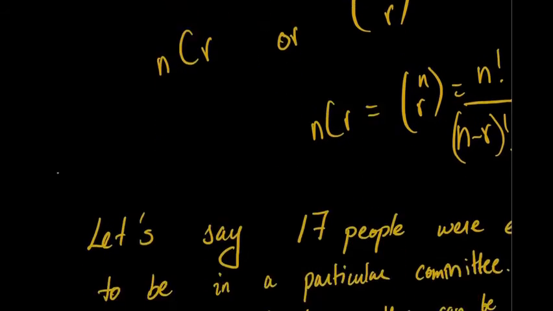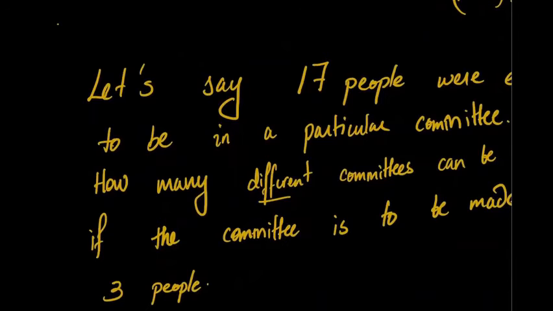Now let's work on a few problems. Let's say 17 people were eligible to be in a particular committee. How many different committees can be formed, if the committee is to be made of 3 people? Well, remember, in a committee, there is no most important position or least important position. We're just adding people to the committee itself. Any 3 people could be selected to the committee. It doesn't matter in which order they were selected into the committee.